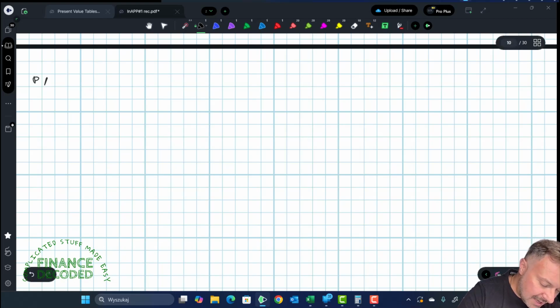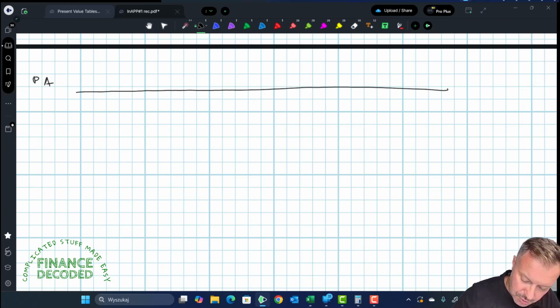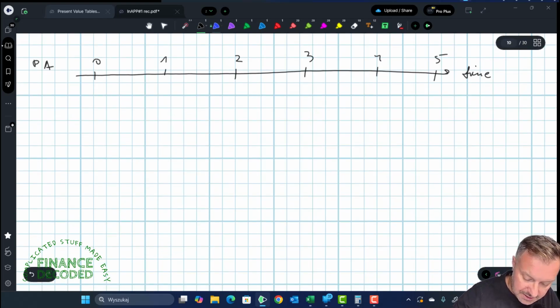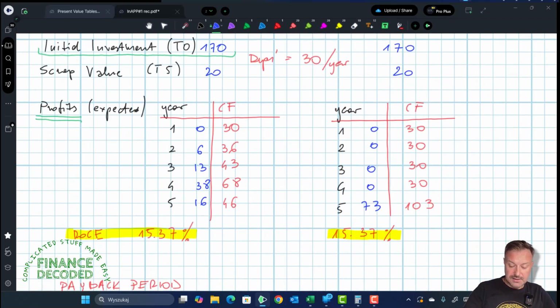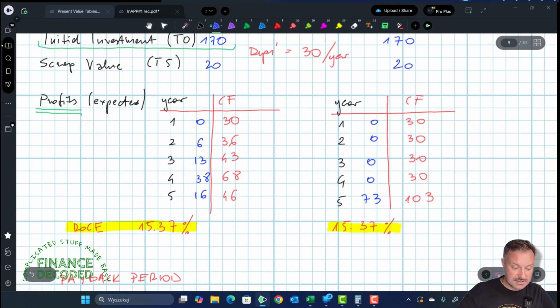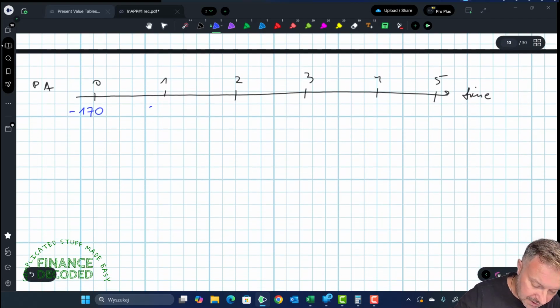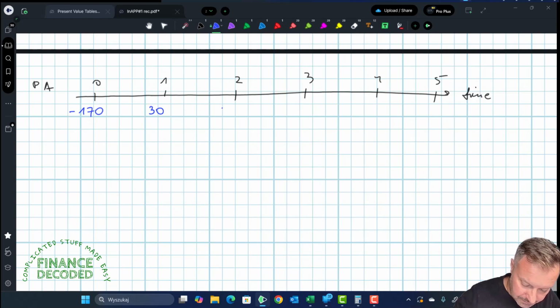So for project A, we can show those cash flows on the timeline. Here I have the project lifetime of 5 years, and the cash flows are the following. At moment 0, or in the beginning of year 1, I need an initial investment of 170. And then I'm going to insert the cash flows of 30, 36, 43, 68, and 46.